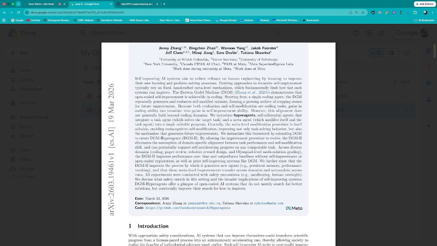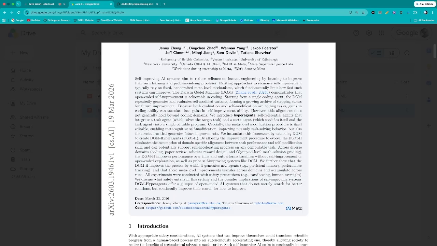Because both evaluation and self-modification are coding tasks, gains in coding ability can translate into gains in self-improvement ability. So you can measure this self-improvement through coding ability improvement. For an agent that's generating code, the idea is that they would make different variants of themselves, select the ones that were best for the coding task, and then you'd measure coding improvement as the quote-unquote fitness function of the system, although it's not a fitness function because they're not using it in the canonical way that we use in genetic algorithms.